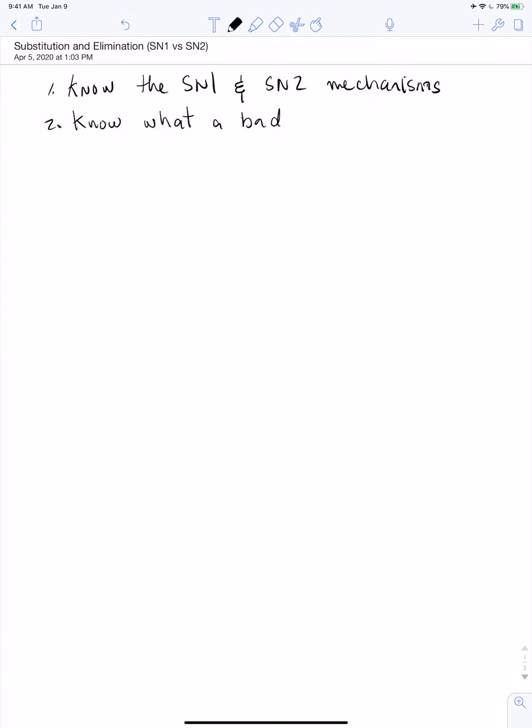So before you even bother with this, I would say one is know the SN1 and SN2 mechanisms. It's kind of a no-brainer, like you have to know the difference between them. Two, know at least what a bad nucleophile looks like.